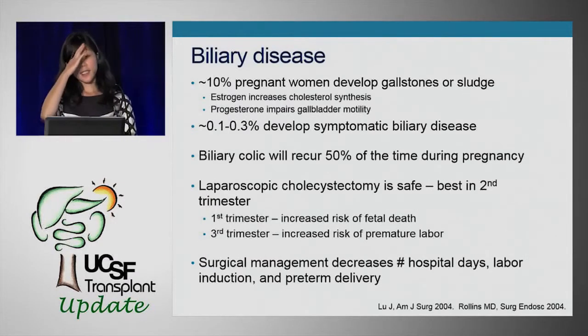Biliary disease is, as we all know, very common in pregnancy. Up to 10% of pregnant women will develop gallstones or sludge, but only 0.1 to 0.3% will develop symptomatic biliary disease. After the first episode of biliary colic, 50% of women will recur within their pregnancy, and so one should consider surgical management. Laparoscopic cholecystectomy has been reported to be safe.